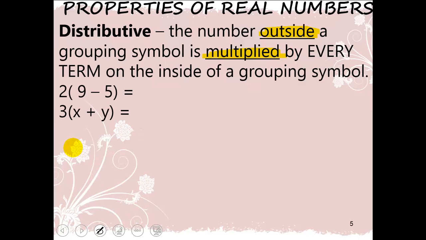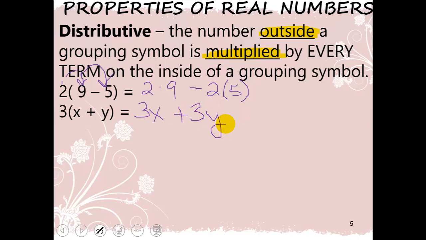So when we look at 2 times (9 minus 5), I'm going to distribute the 2 and multiply it by each term on the inside. So that becomes 2 times 9 minus 2 times 5. Or you could also write it as plus 2 times negative 5. It doesn't matter. Okay? 3 times x plus 3 times y.